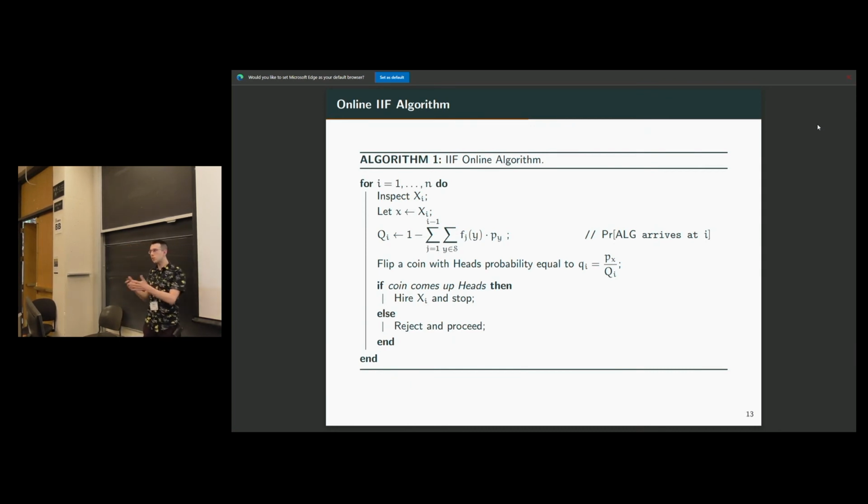Now, basically, this is what you want to do on the next few steps as well, but you just have to make sure you normalize by this value that I call q of i, which is basically the probability of having reached that step where you're interviewing the ith person.